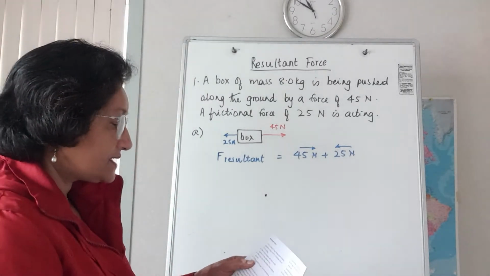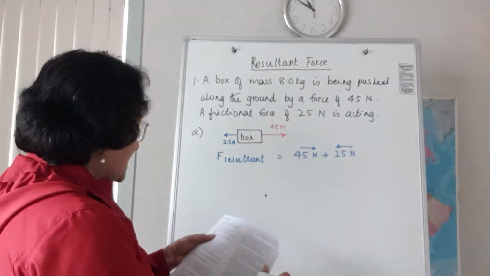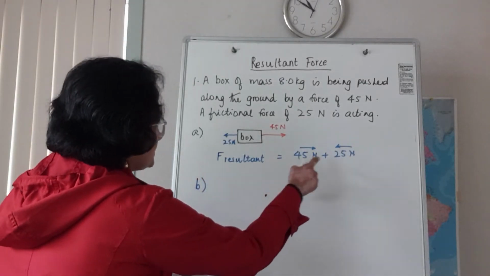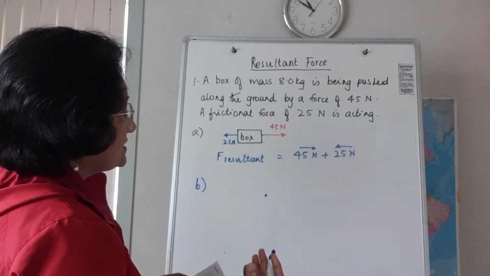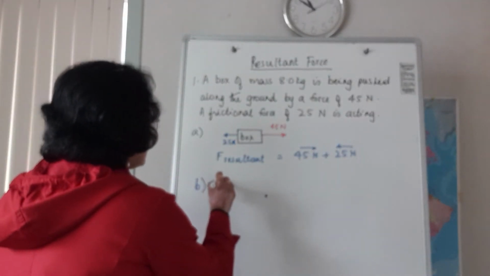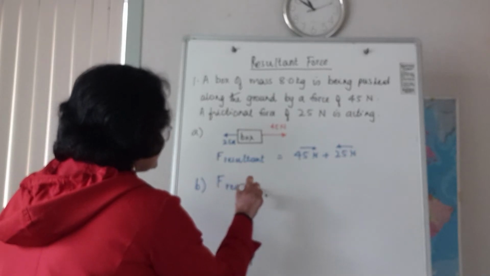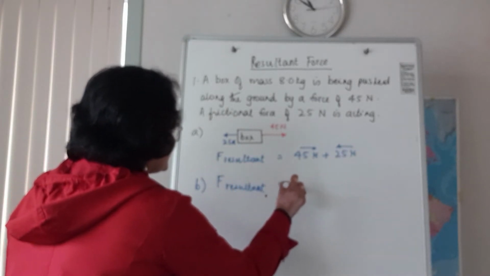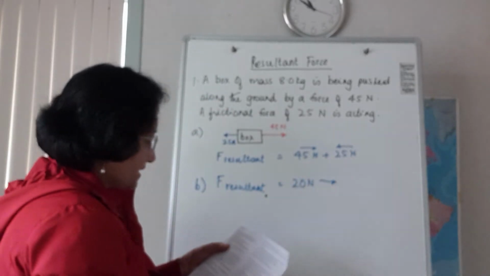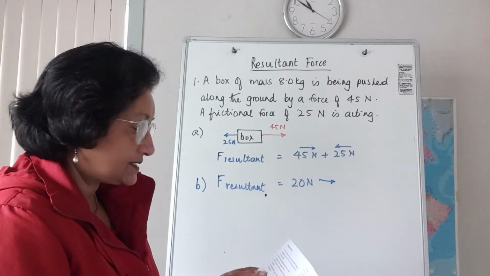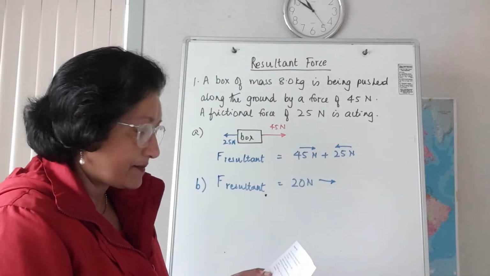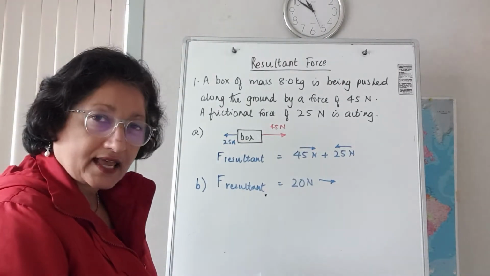Okay, and B is what is the size of the resultant force acting on the box. So when you take from 45, you take away 25, your resultant force is 20 newtons and it's acting that way. And then the last part, C, is use the equation F resultant equals ma to calculate its acceleration.